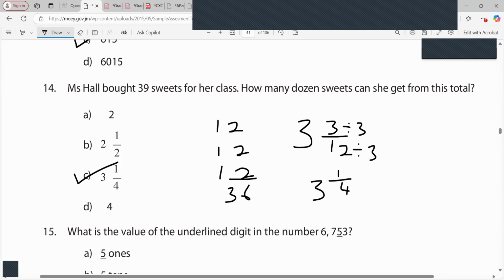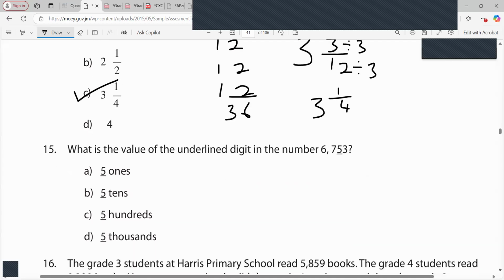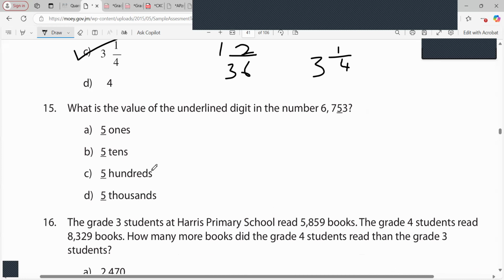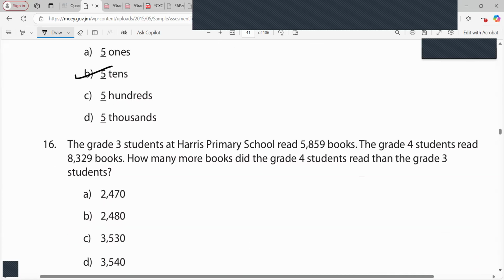15 says, what is the value of the underlined digit in the number 6,753? So that would have been 5/10. Very nice one as well.